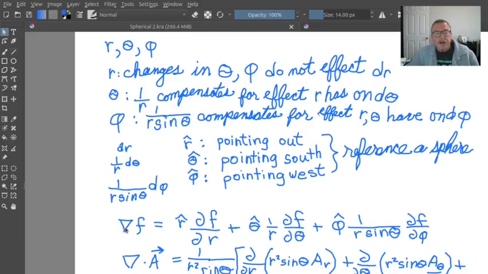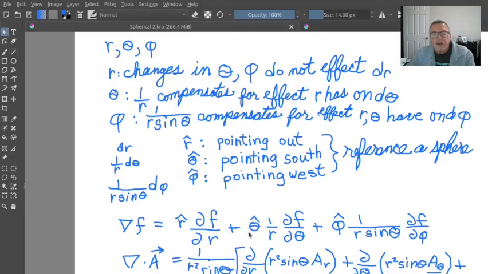Here's the gradient. The gradient is the rate of change of those three spherical coordinate axes. Here f is just a function. This is the r part of it, or the radial part of it. This is the theta part of it, and this is the phi part of it. The radial part, we don't have to do any fancy stuff here. It's just the first partial of the function with respect to r.